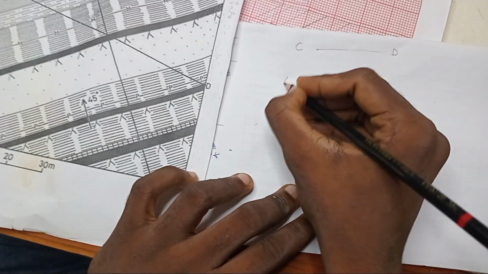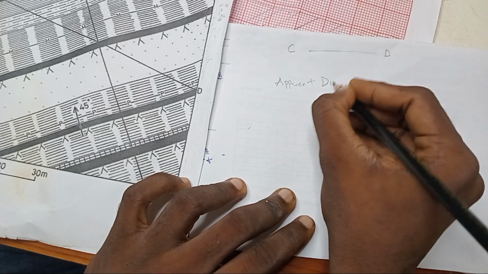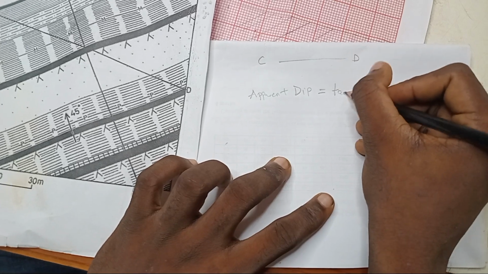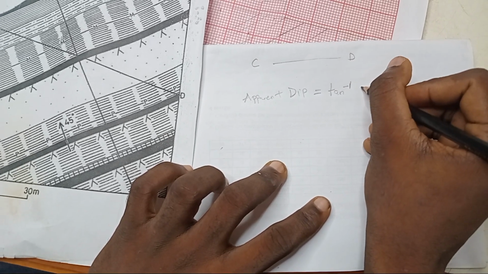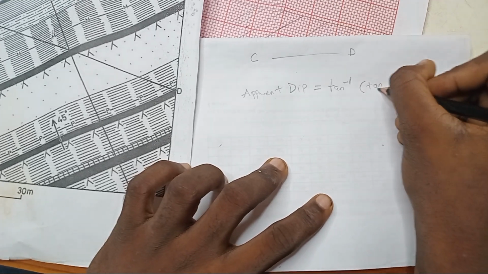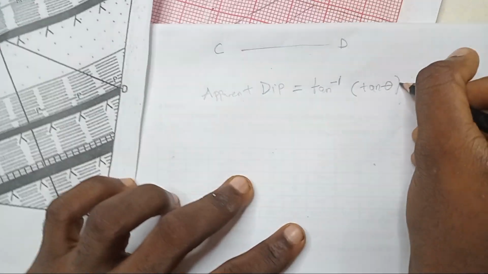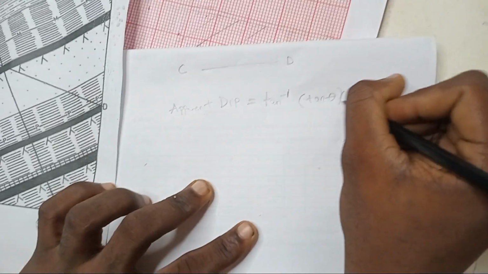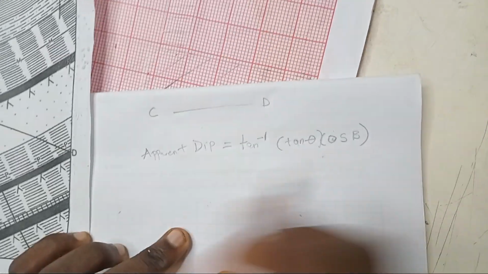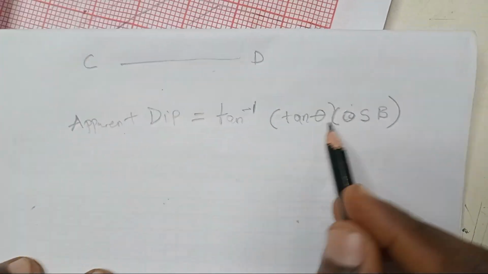So we call it the apparent dip. And the formula for apparent dip is arctan, tan theta times cos beta. Tan theta cos beta. Okay. Tan theta cos beta.